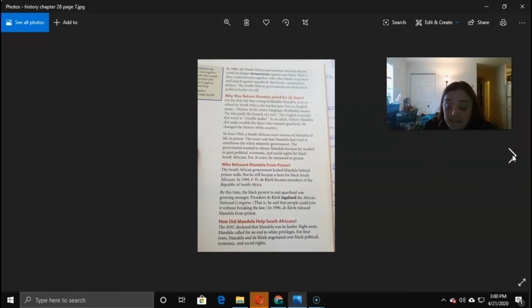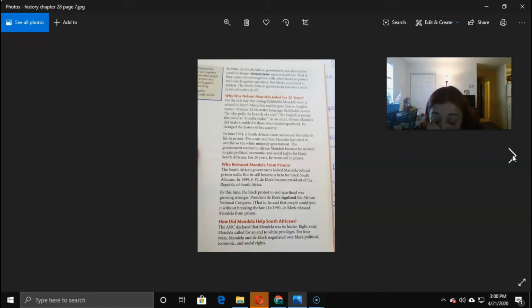In 1986, the South African government said that blacks could no longer organize against apartheid. That is, they could not join together with other blacks to protest and march against apartheid. The blacks continued to protest. The South African government put many black political leaders in jail.